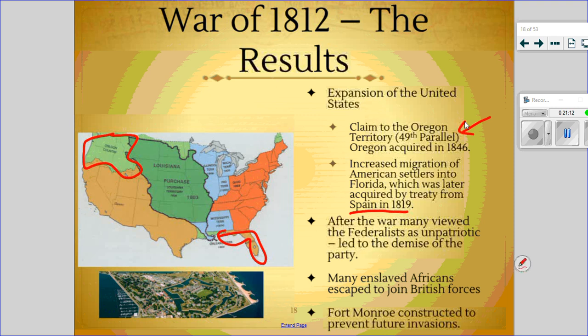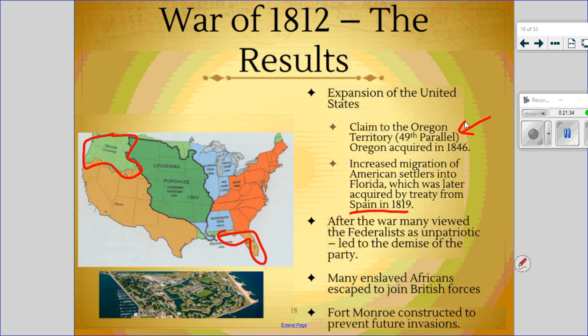During the War of 1812, many enslaved African Americans escaped to British lines and secured their freedom. Many thousands of them were resettled in Canada. And so there were some settlements there. They were allowed to own property and vote. They had many rights in Canada that they did not have in the United States.